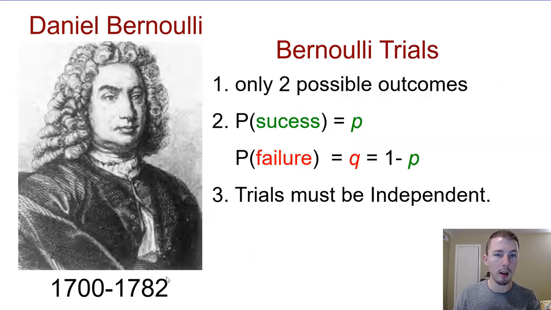I'm excited. All right, so Bernoulli trials again is the basis for both the geometric and the binomial distributions, and it means we have two possible outcomes, probability of success and failure. They have to add up to one. There are only two outcomes, and they must be independent of each other.